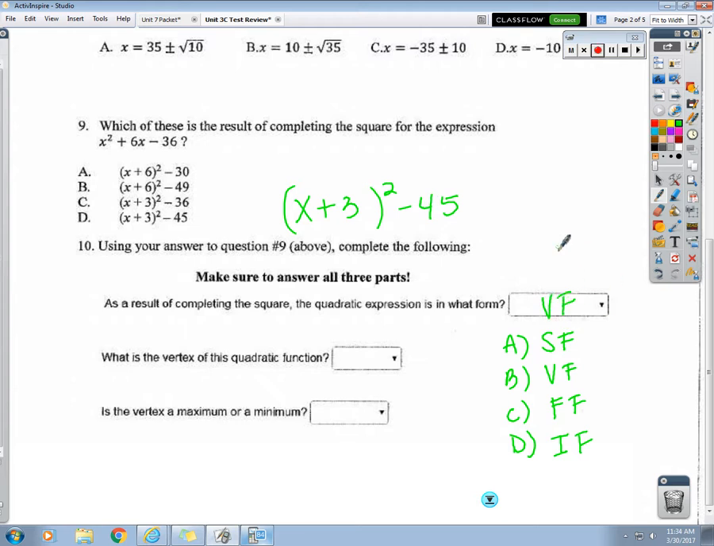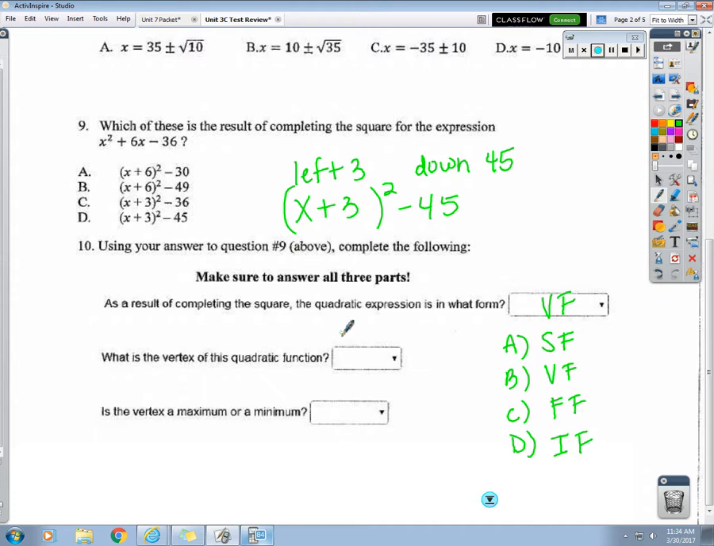Now, the reason it's in vertex form is because you're able to identify the vertex of the parabola by looking at it. X plus 3 in the parentheses moves the parabola how? What direction will it move it, and how many? Left 3. Remember, the inside number moves it horizontally, and plus is left. The outside number moves it vertically, and minus is down. So if you move the whole parabola left 3, then down 45, where does that put the vertex?